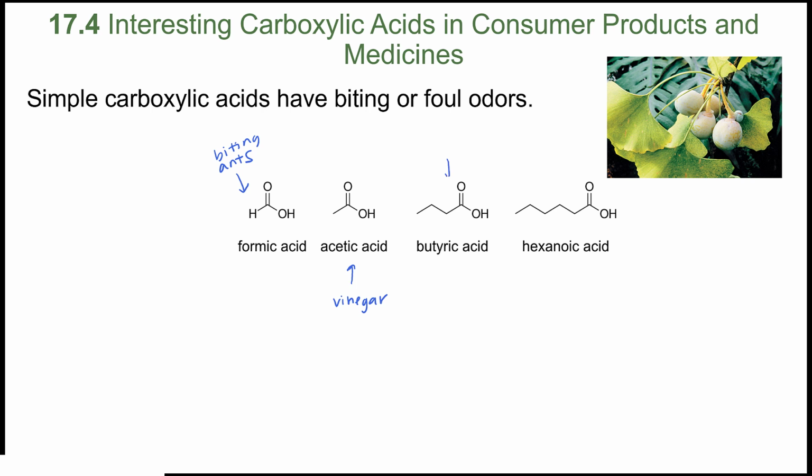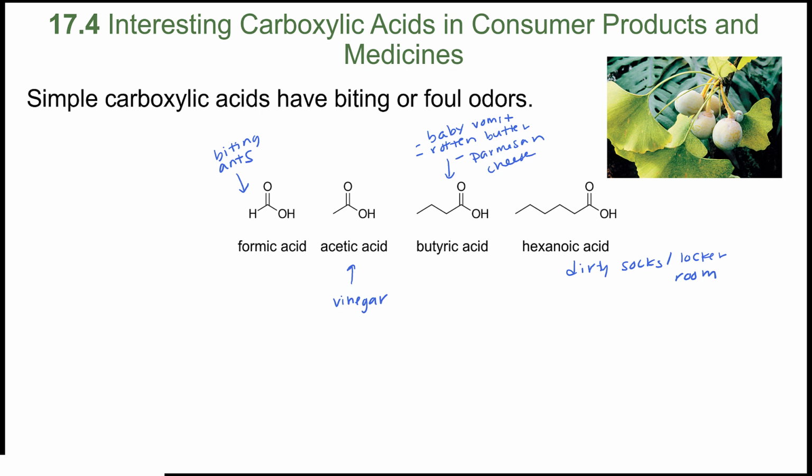Butyric acid smells like baby vomit, or some people smell it as rotten butter or Parmesan cheese. Hexanoic acid is the smell from dirty socks or a locker room. It also contributes to the unpleasant smell of ginkgo seeds, which are shown up in the picture there.